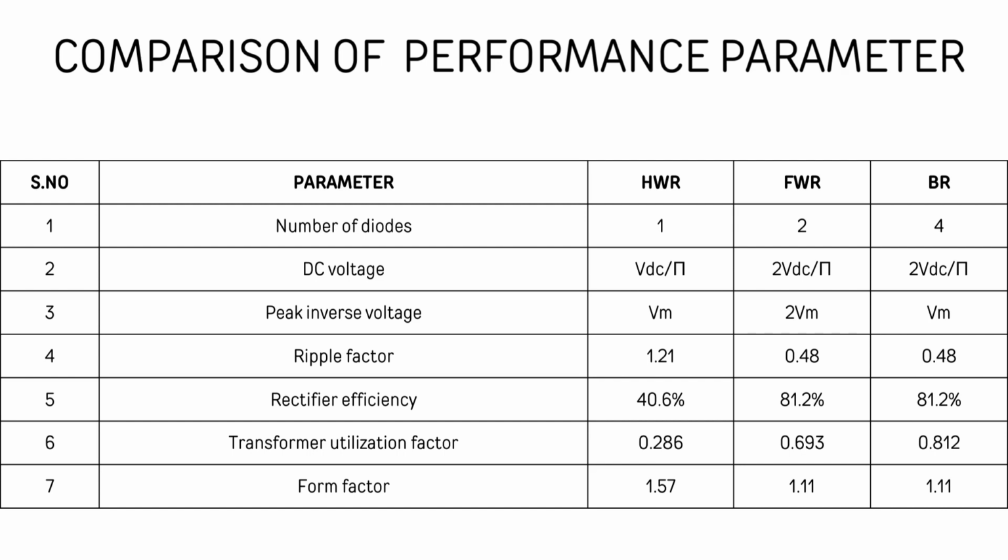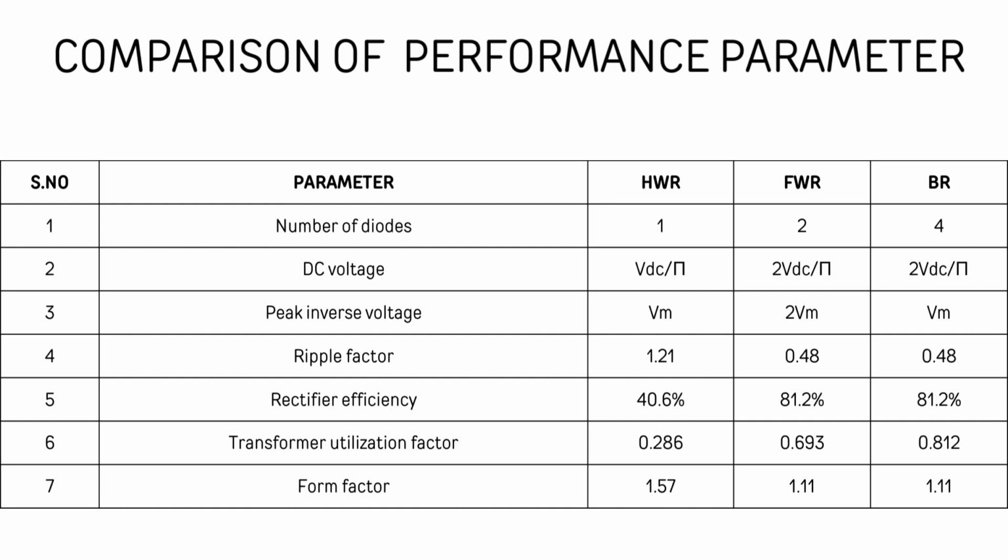The peak inverse voltage for half wave rectifier is Vm, whereas for full wave rectifier it is 2 Vm, whereas in case of bridge circuit it is Vm. Since we are using center tap transformer, in full wave rectifier with center tap transformer the peak inverse voltage is 2 Vm. Ripple factor for half wave rectifier is 1.21. For full wave rectifier with both circuits, center tapped as well as bridge circuit, its value is 0.48.